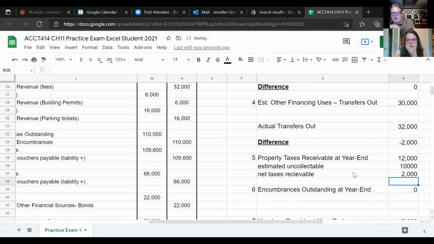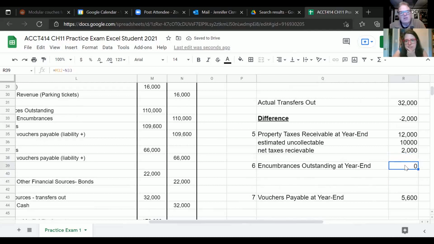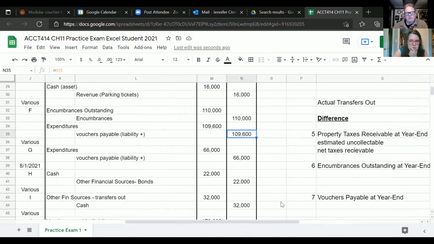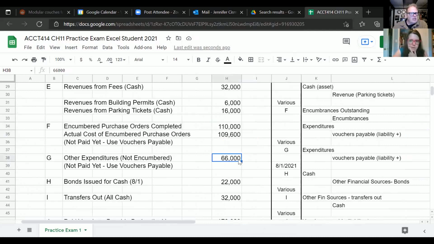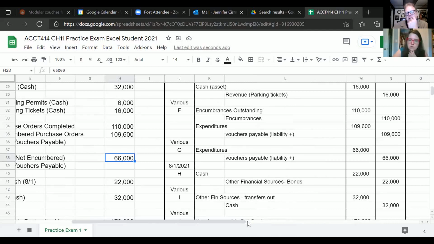The encumbrances outstanding at the end of the year, I believe, was 0 because we paid the voucher payable. No, what do we have encumbered in the first? Because we paid the 109,600, and then also paid the 66,000. Actually, the encumbered outstanding at the end of the year, we encumbered 120,000, and we only completed 110,000. So there should be 10,000 more outstanding.